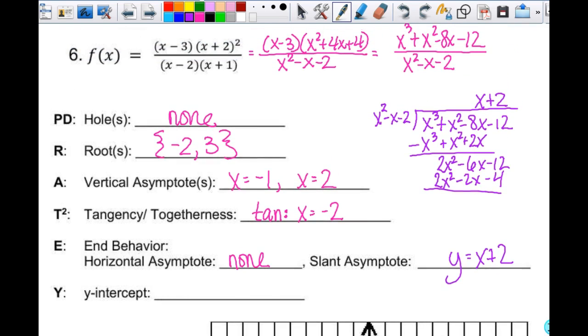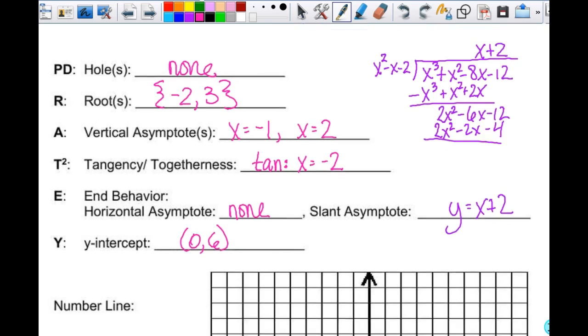Which form is easier to look at for the y-intercept? Oh, well, that's a matter of opinion. I like this form better, but it's fine. Whatever works for you. But I would say the other one over there. So my y-intercept then is 0, what? Positive 6. Okay. And then let's look at our number line here.